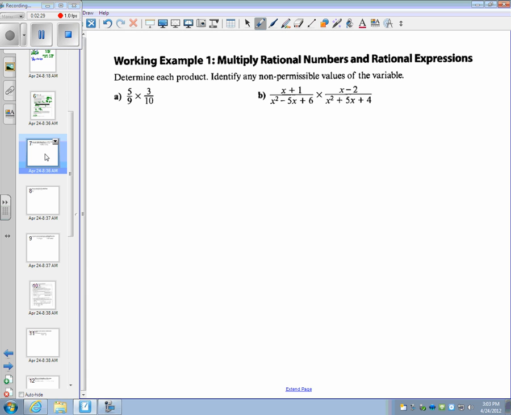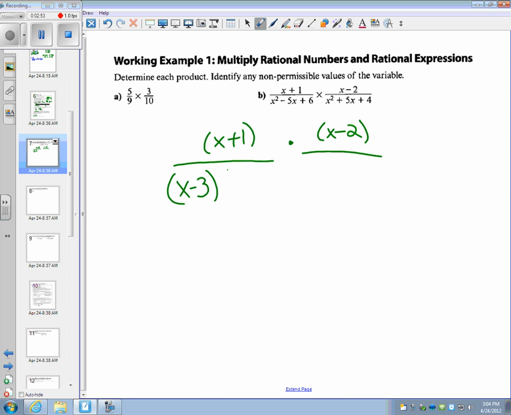Determine each product. Identify any non-permissible values of the variable. Okay, so remember when we were multiplying, it said first to factor. So the top doesn't need to be factored, but the denominators sure do. So this first one, we need to factor this. It needs to multiply to be 6, add to be -5. Well, I think that's going to be x minus 3, x minus 2. And in this case, it needs to multiply to be 4 and add to be 5. So I think I'm going to go x plus 1, x plus 4.